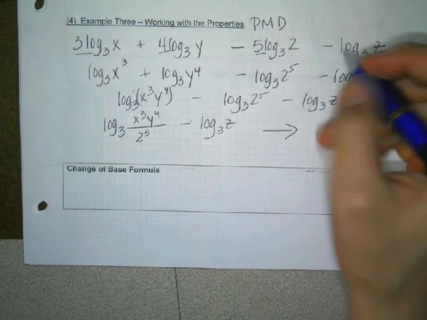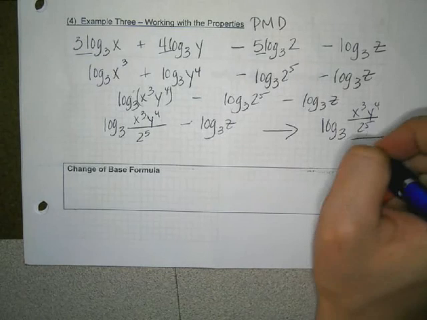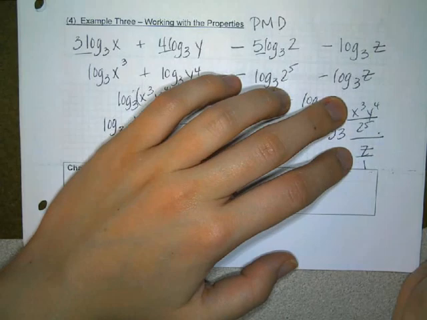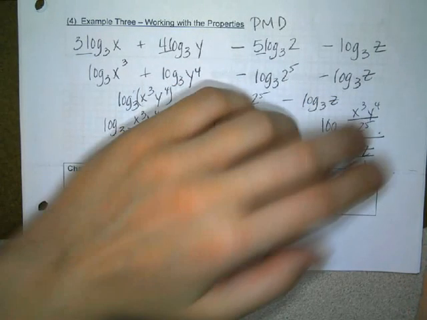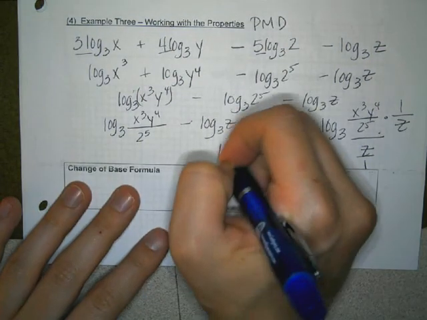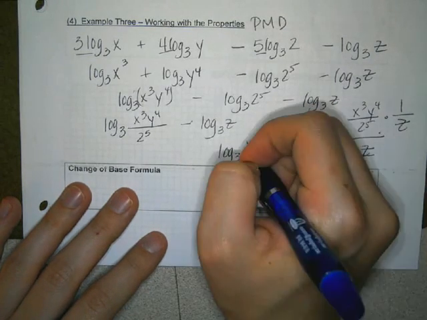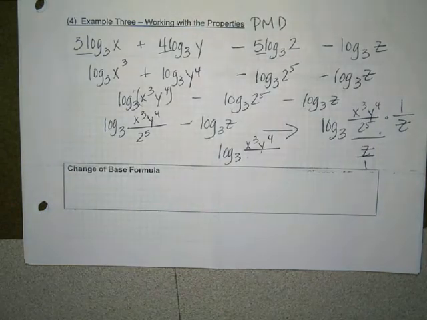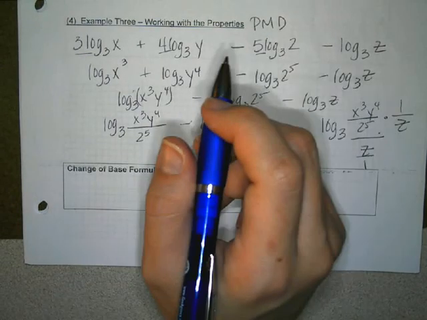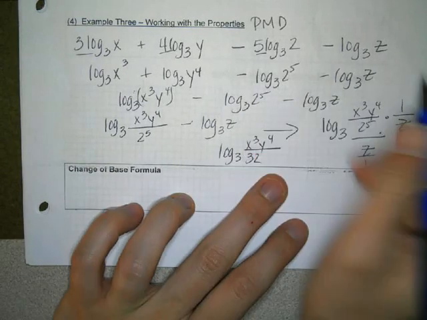Now when you do that, you get log base 3 of x cubed y to the 4th over 2 to the 5th over z. Okay, so what you have going on here is really a fraction divided by a fraction. And when you have a fraction divided by a fraction, you take the bottom fraction, you flip, and you multiply. So we're going to multiply this one by 1 over z. So your final answer will be log base 3 of x cubed y to the 4th all over 2 to the 5th, which you could write as 32 if you want, times z. Anyway, 2 to the 5th is 32.